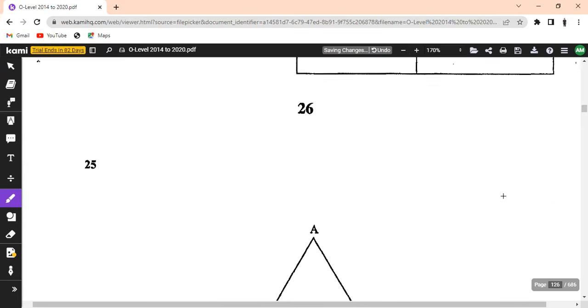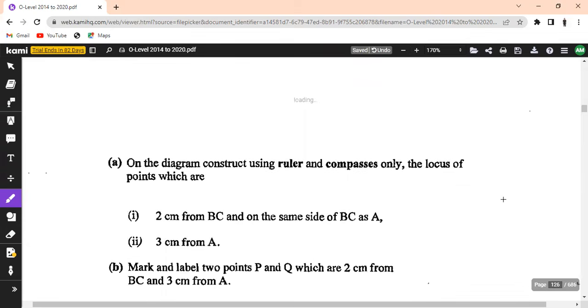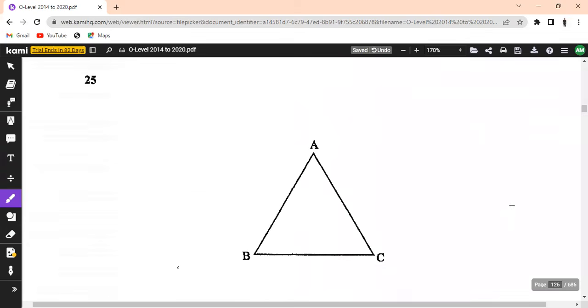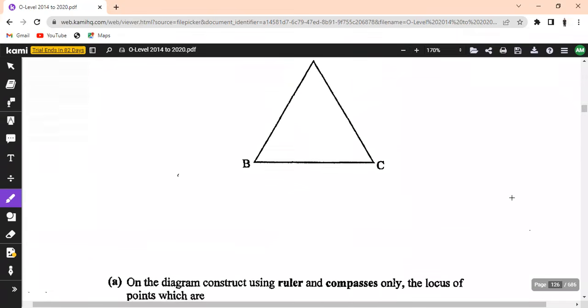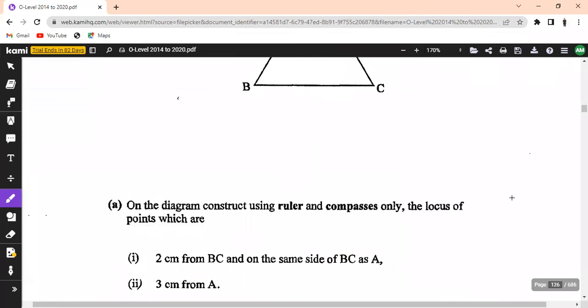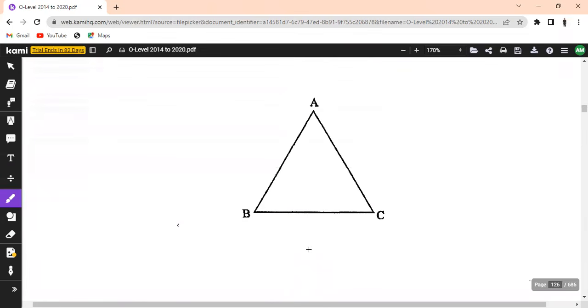So there were so many ways of answering this typical question. Guys, I don't know how I'm gonna do it, but I'm just gonna explain what it was supposed to be, because we do not have the things here. 2 centimeters from BC, construct 2 centimeters from BC on the same side of BC as A. So you're supposed to measure 2 centimeters. Then from BC, from this point B, you measure 2 centimeters and do an arc. At C, 2 centimeters, you do an arc like that. Then you join these backs of the arc. All right, so that was supposed to be the way.